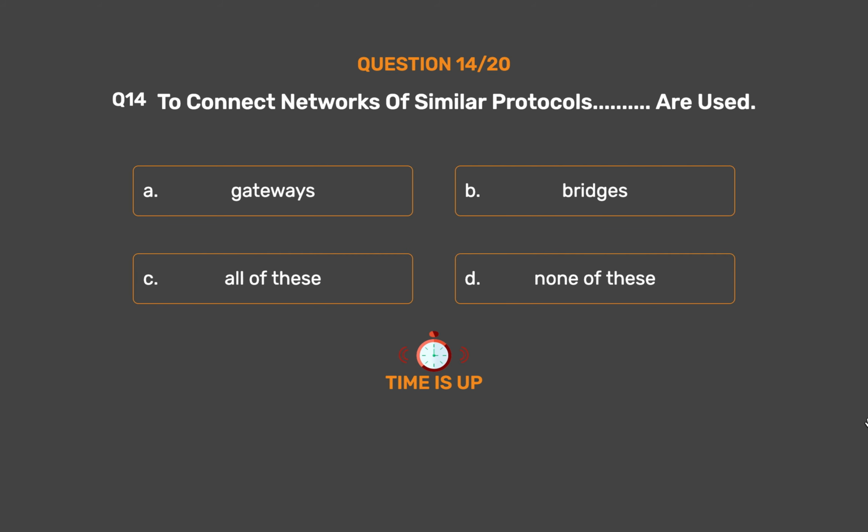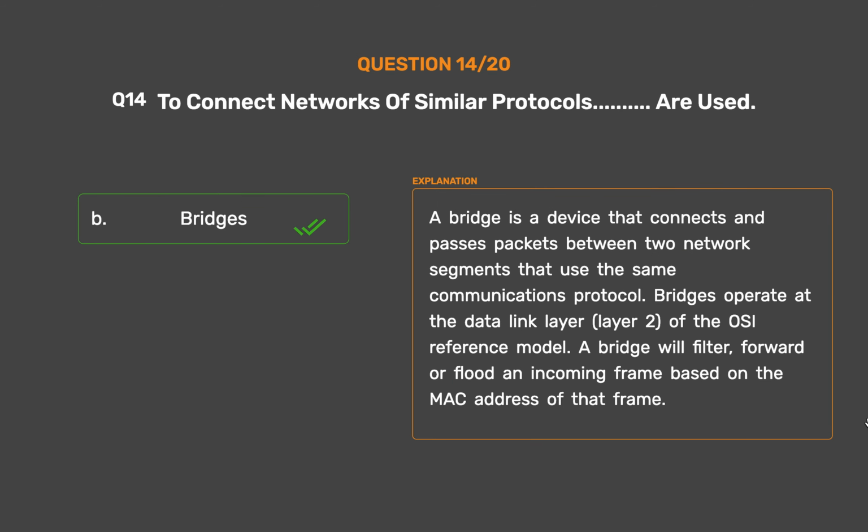The correct answer is option B, bridges. A bridge is a device that connects and passes packets between two network segments that use the same communications protocol. Bridges operate at the data link layer, layer 2, of the OSI reference model. A bridge will filter, forward or flood an incoming frame based on the MAC address of that frame.